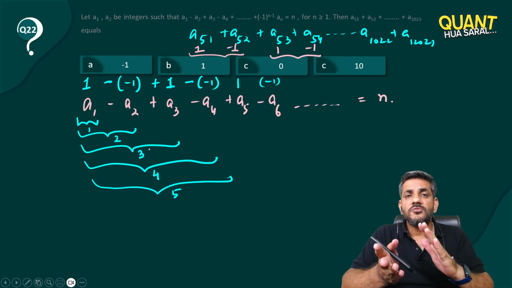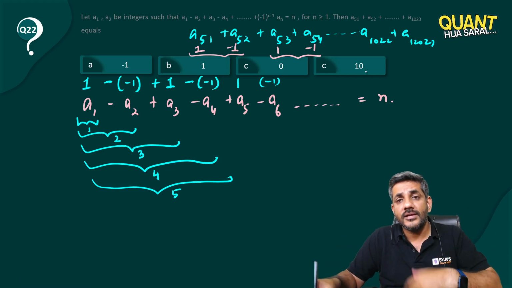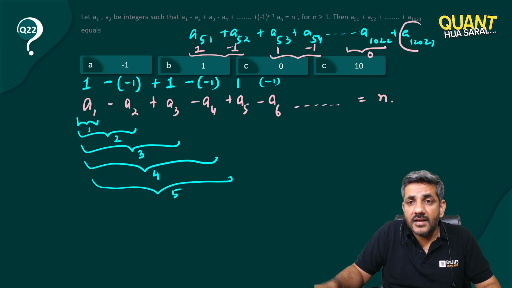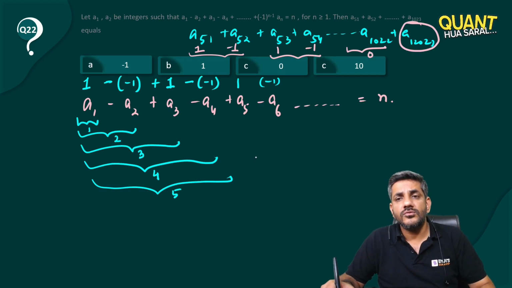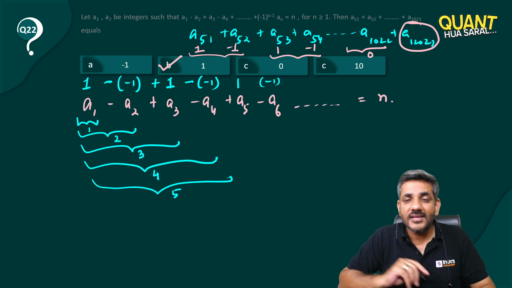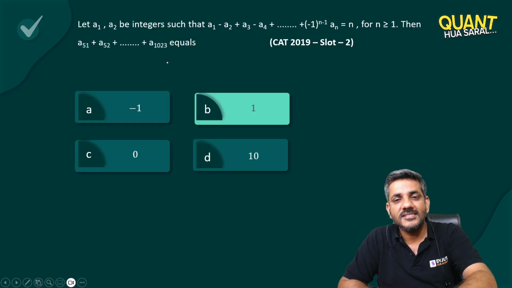So 1 minus 1 is 0, 1 minus 1 is 0, and that way till a1022 it will be 0, and I would be left with a single term a1023, and that is equal to 1 again, because every odd term is equal to 1, and that gives me the answer as option B, which is equal to 1.